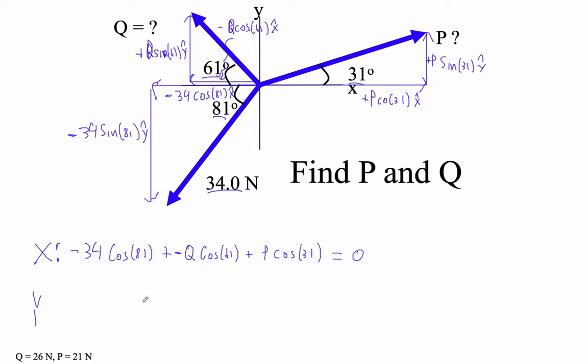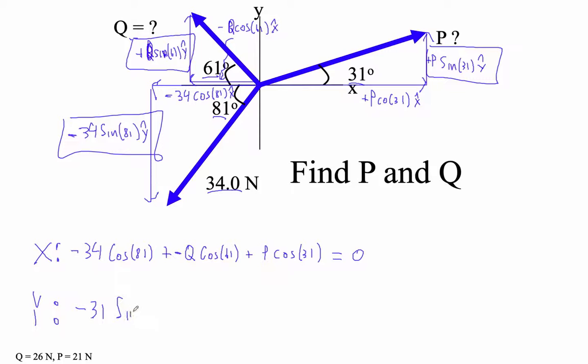And then in the y direction, these are my y directions here. This guy and this guy. That's a q, right? And then this guy is in the y direction. So in the y direction, I've got minus 34 sine 81. This is tricky. There's 31s in here too. Okay, so 34. And then I've got plus q sine 61. That's this guy here, right? And then I've got plus p sine 31, and that has to equal 0.